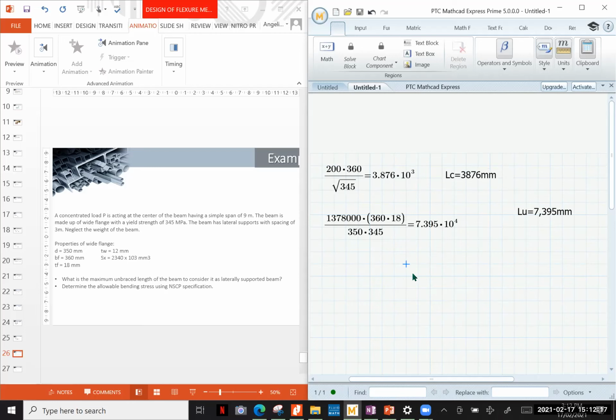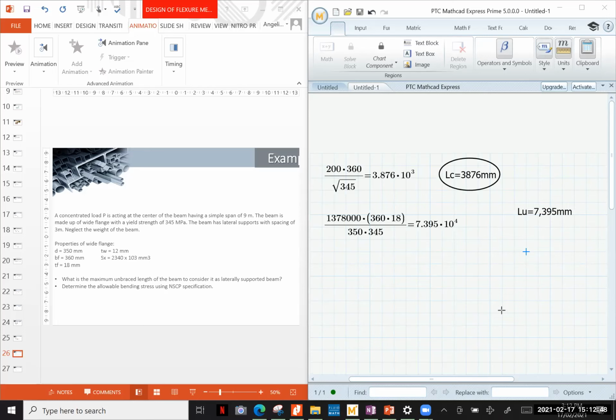Kasi ang length natin ngayon is 3 meters. So, laterally supported siya. Ang tanong, ano daw yung maximum length para laterally supported pa siya? So, ang maximum mo is 3876. Kasi nga, pag nag-exceed ka dito, that will be laterally unsupported. So, ang sagot sa letter number 1 is ito. Ito yung maximum length para matawag natin o makonsider natin as laterally supported yung beam.